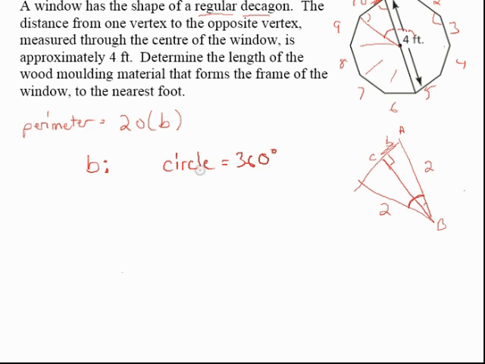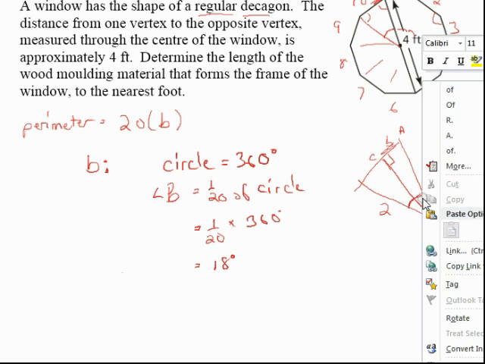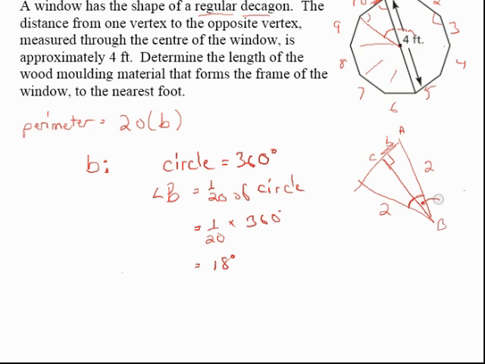So my angle B equals 1/20th of a circle. So B is 1/20th of 360 degrees. So angle B is 18 degrees. So this angle right here is 18 degrees. Okay, so now I know enough about this triangle to find B.